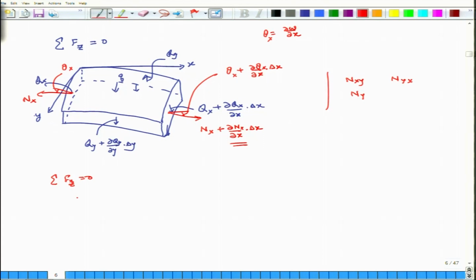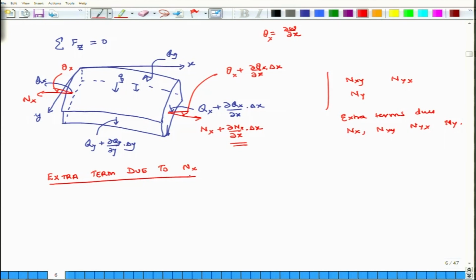So here we have extra terms due to nx, nxy, nyx and ny, and we will only compute the extra term due to nx, and then we will just write down the result for the overall thing. So, the extra term due to nx, what is the extra term?